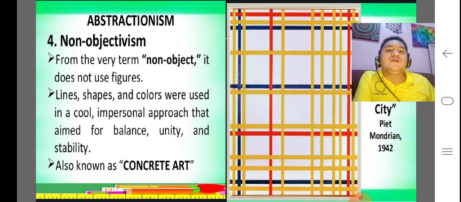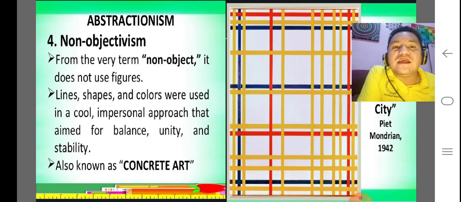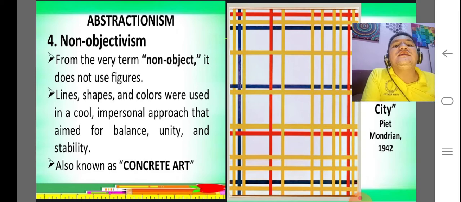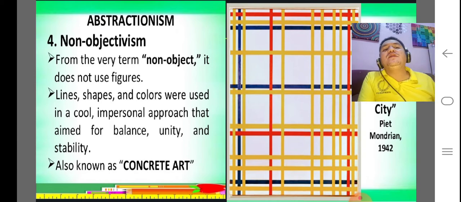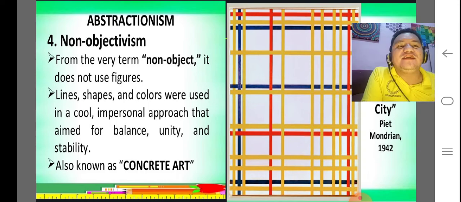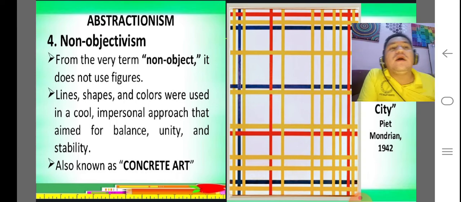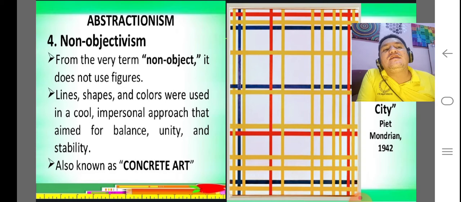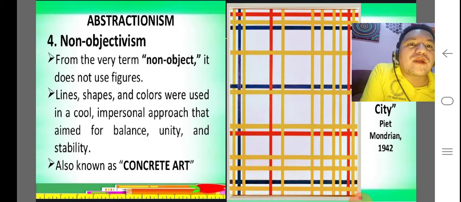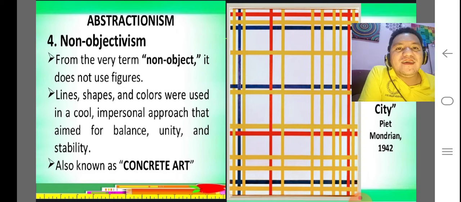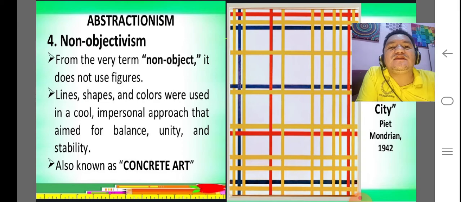Okay? Next, abstractionism is non-objectivism. Lines, shapes, and color were used in a cool, impersonal approach that aimed for balance, unity, and stability. It is an example of a concrete art. Tingnan yung image na yan, di ba? Parang balance na yan. Balance between yellow, red, and blue. Okay? So, that is non-objectivism.